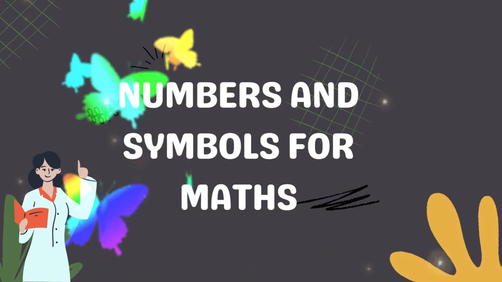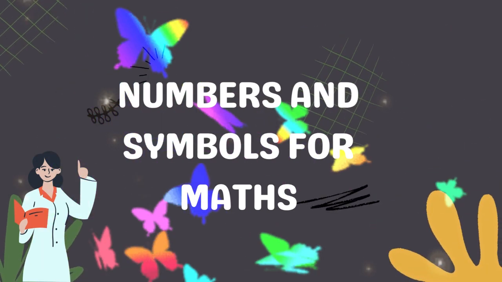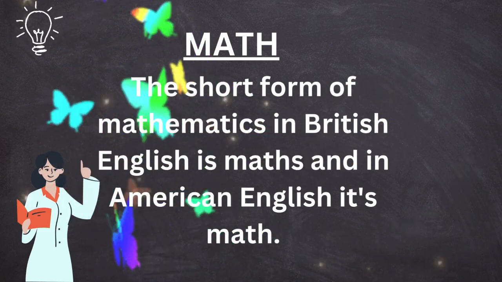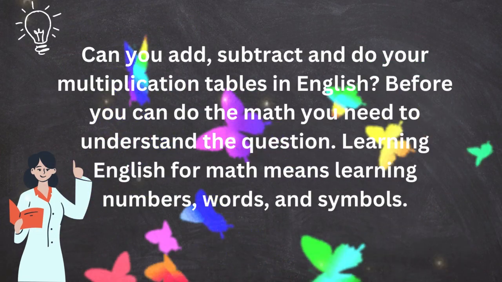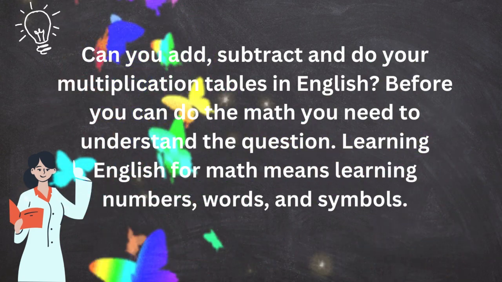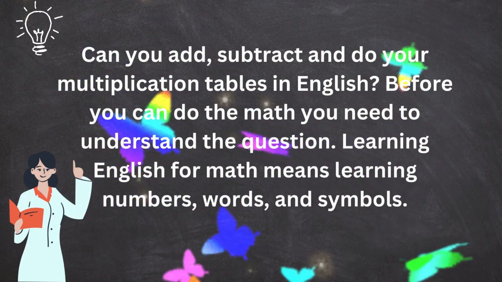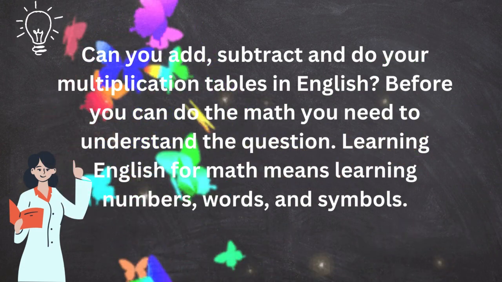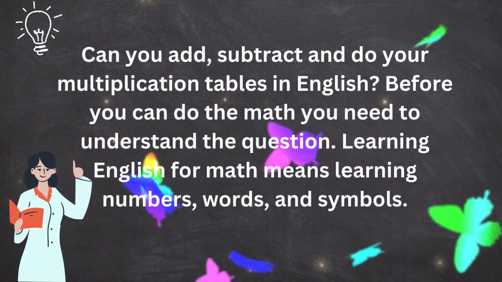Numbers and symbols for maths. The short form of mathematics in British English is maths, and in American English it's math. Can you add, subtract, and do your multiplication tables in English? Before you can do the math, you need to understand the question. Learning English for math means learning numbers, words, and symbols.